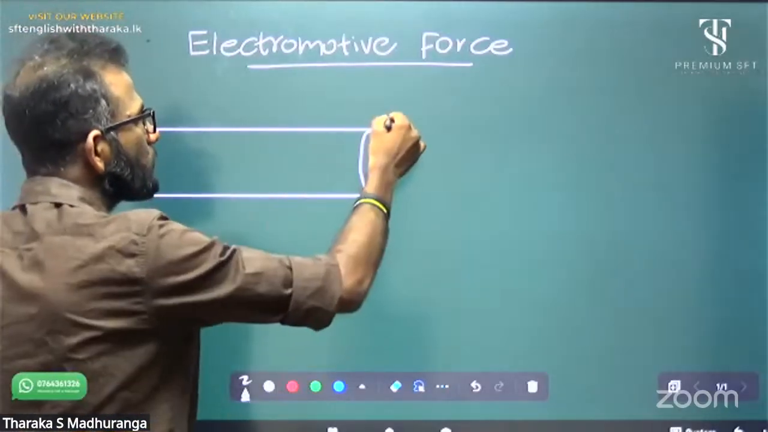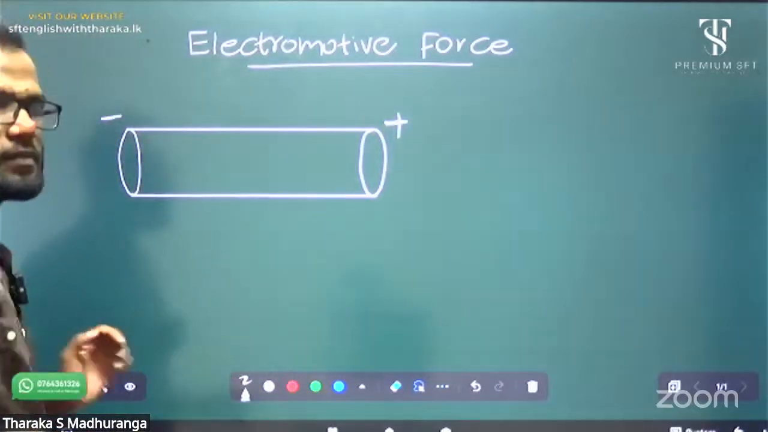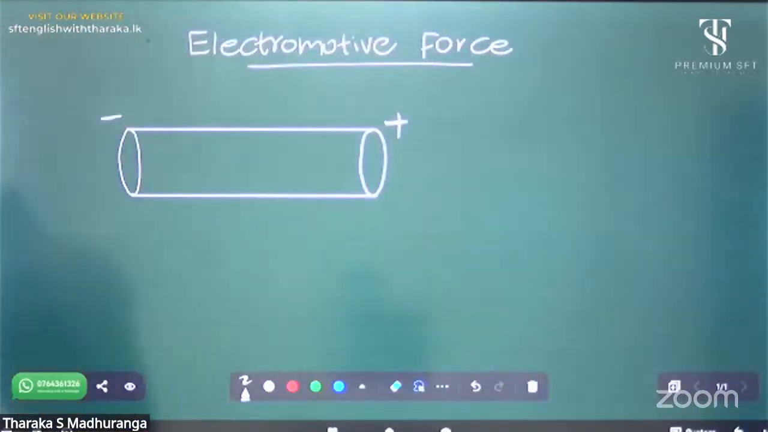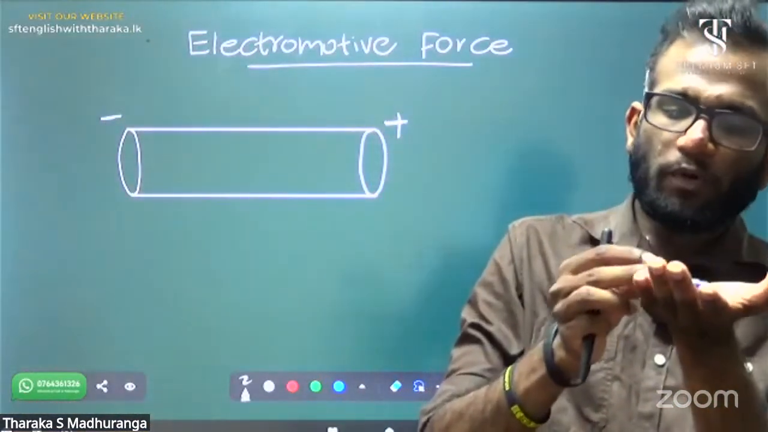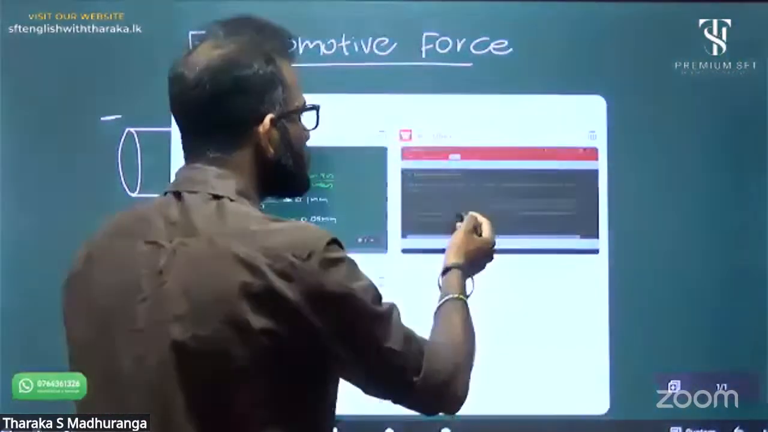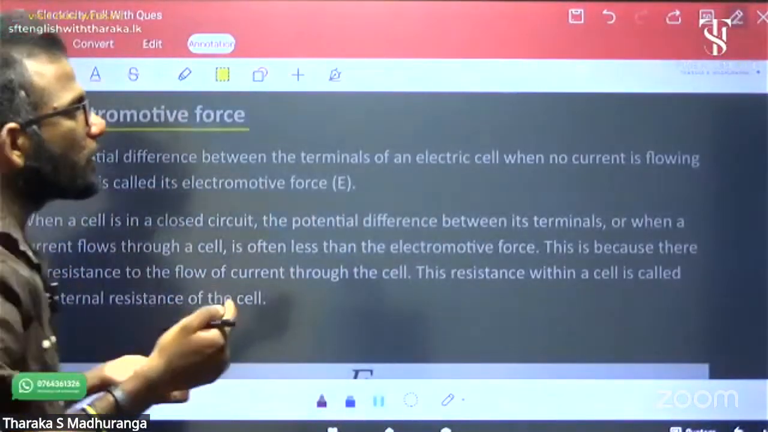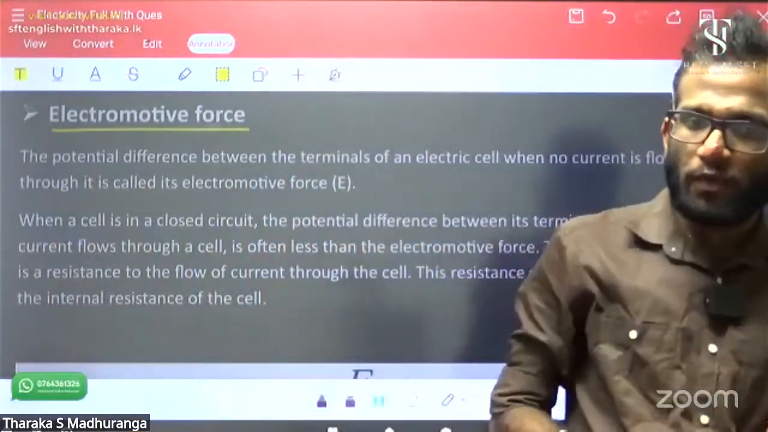Think this is a battery. This is the positive terminal of the battery and this is the negative terminal. What is the meaning of electromotive force? It is the potential difference of any battery or cell. The electromotive force means the potential difference between the terminals of any electric cell. Electric cell means battery.